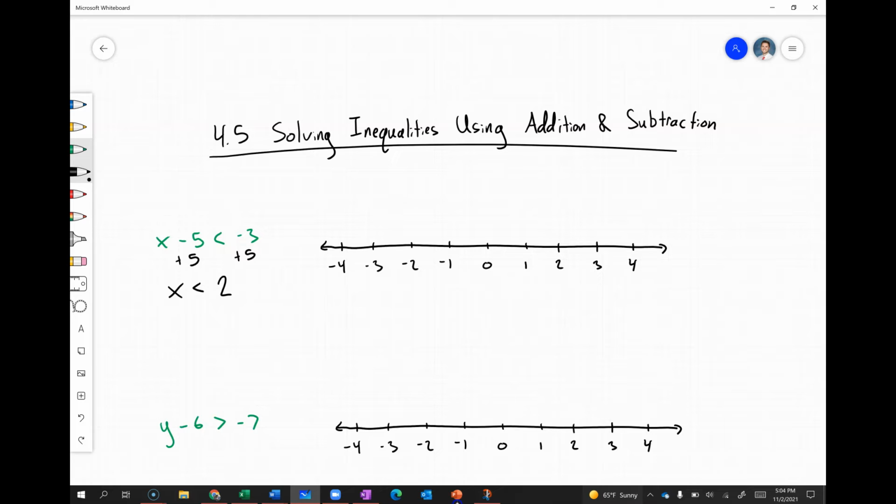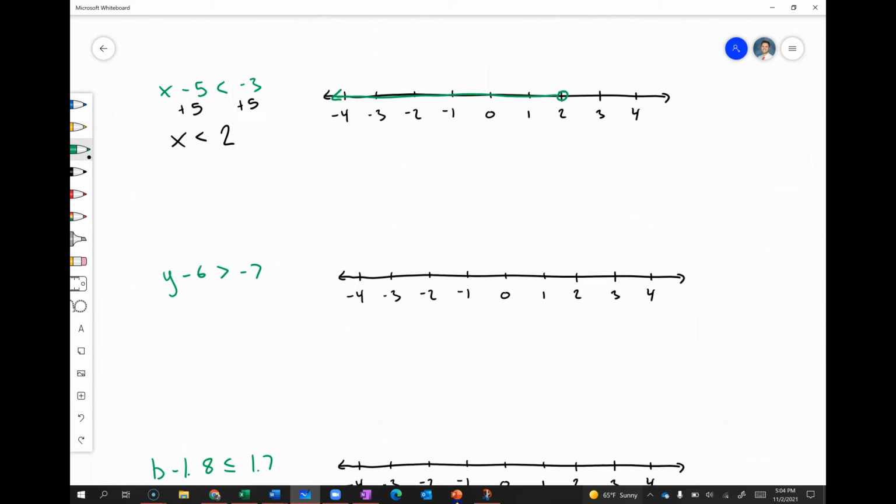So we've got x is less than 2, so we're going to find 2 on our graph. And remember that because it is less than and not less than or equal to, we're going to use an open circle. So we put an open circle at 2, and then draw our line with an arrow to the left. Looking at the next one, we have y minus 6 is greater than negative 7.